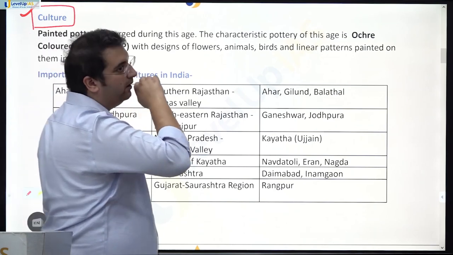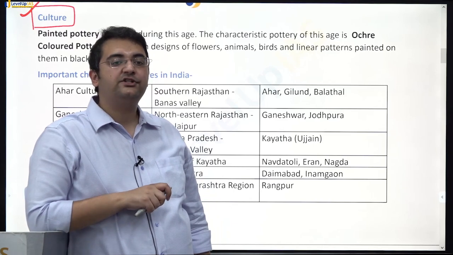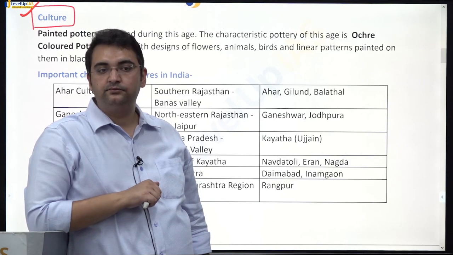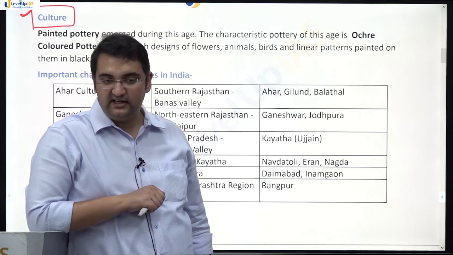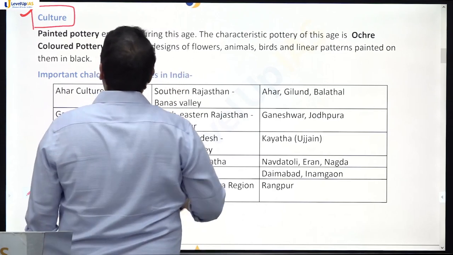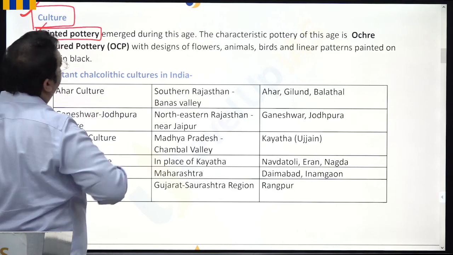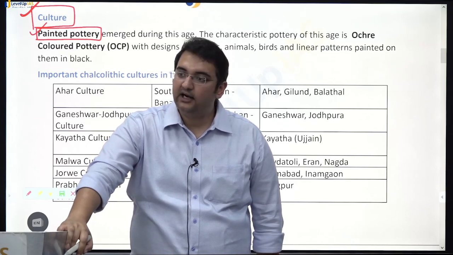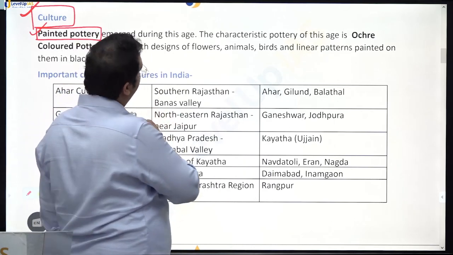so ab batao, what is going to happen to the volume of rock paintings on rock shelters, walls, etc., caves? Kam ho jayega. Kyun? Because of settled life, now those centers are going to be largely deserted. People are not living over there. And in this scenario, pottery is going to become the most important canvas for the Chalcolithic artists, right? So painted pottery emerged as the most visible cultural legacy of the Chalcolithic people.